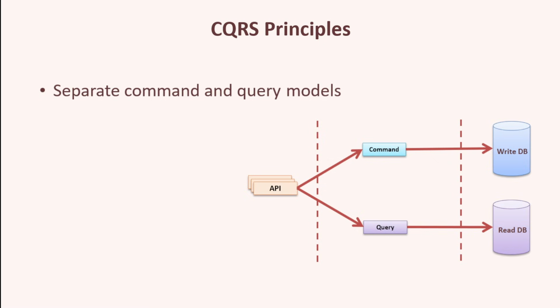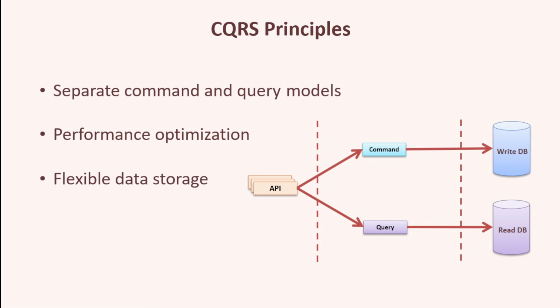The first principle is the separation of command and query models. CQRS distinctly separates the operations that change the system state from those that retrieve data, meaning the commands and the queries usually follow separate logical paths. By separating the reads and the writes, each path can be scaled and optimized independently. This is very useful for read-heavy systems where the ratio of reading the data is higher than writing the data.